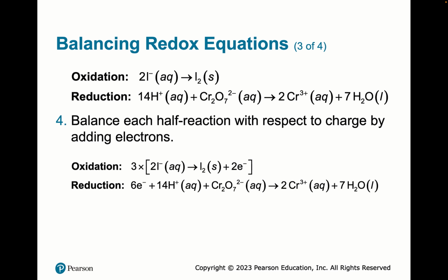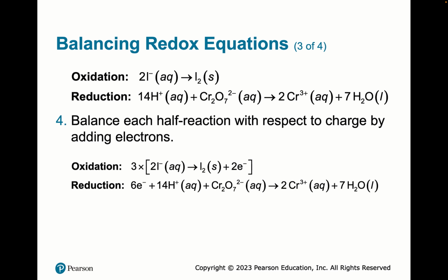Well, first of all, there are 2 chromiums in dichromate, the Cr2O7 -2, and then you need 2 chromiums on the right. And there are 7 oxygens in dichromate, so you need 7 waters on the right. And now the 7 times 2 for the hydrogens in the waters, you need 14 hydrogen ions on the left. So now you've balanced that.